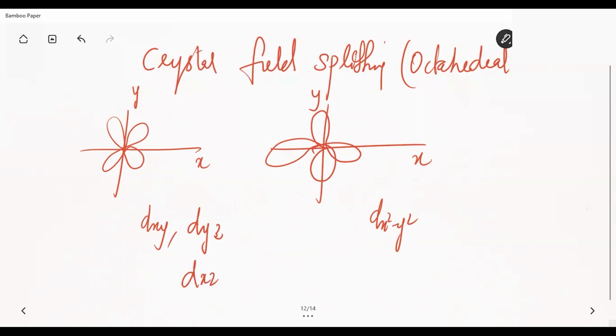And then dx square minus y square and dz square. How is the shape of dz square? It is like this, and it is also along the axis. That is the first thing you must know before starting the octahedral splitting. If you know this, octahedral splitting is very simple. Let us consider the metal ion at the center, and the ligands occupy the corners of the octahedron.